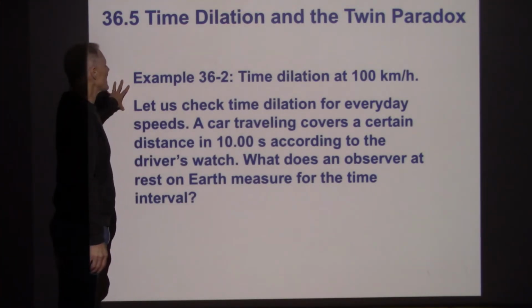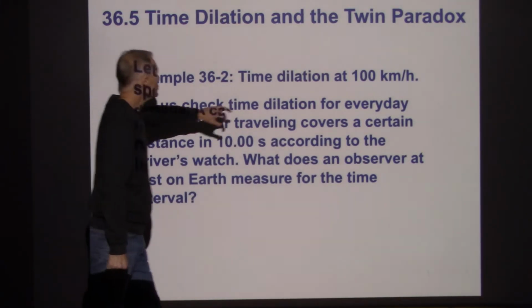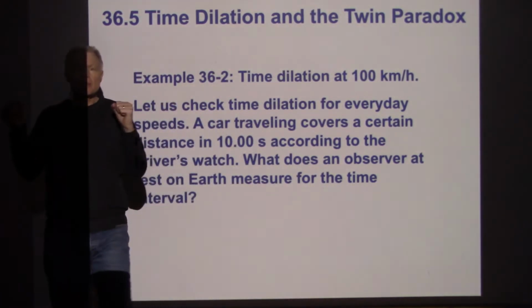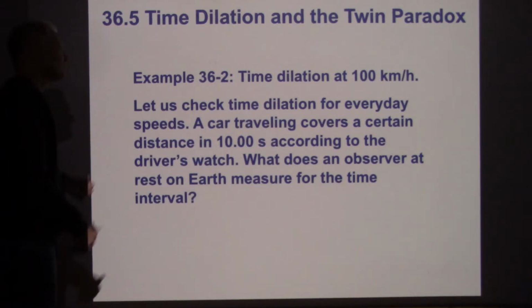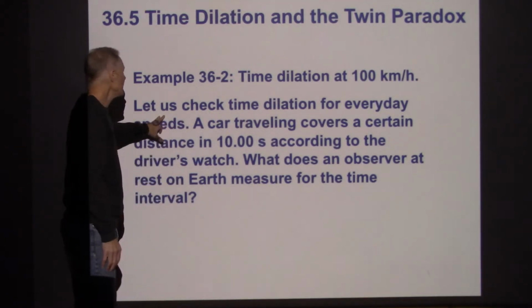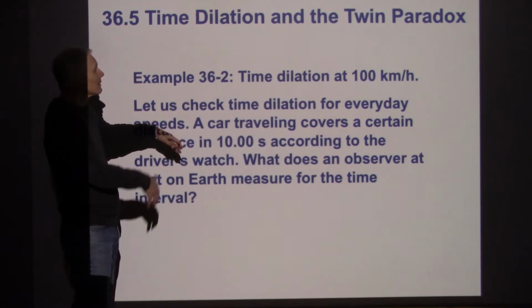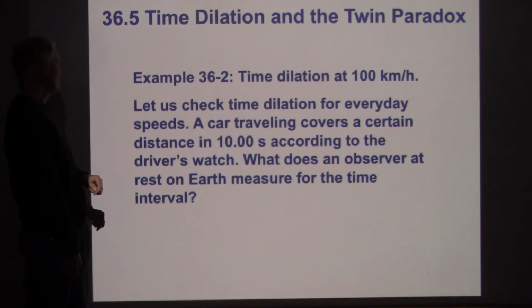Let's do another example of time dilation. What about 100 kilometers per hour? I've got this really fast car, and I can go 100 kilometers per hour in it, which is actually only about 60 miles an hour. How much time dilation will we get for this kind of everyday speed?